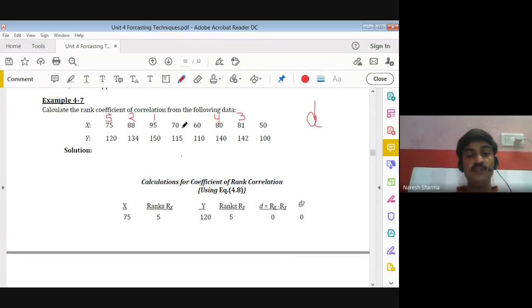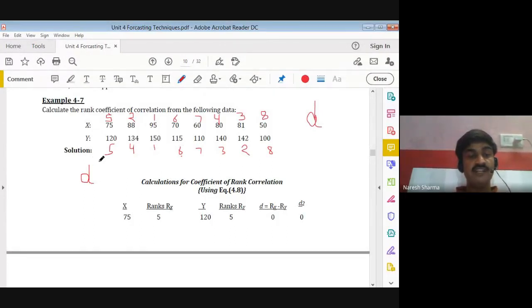So once your values are given, you just convert these values into ranks first. So we have a total of 8 quantities here. So here also you can convert these into ranks. This is the highest one, first, second, third, fourth, and I think fifth, sixth, seventh, or eighth. After that you can calculate D.